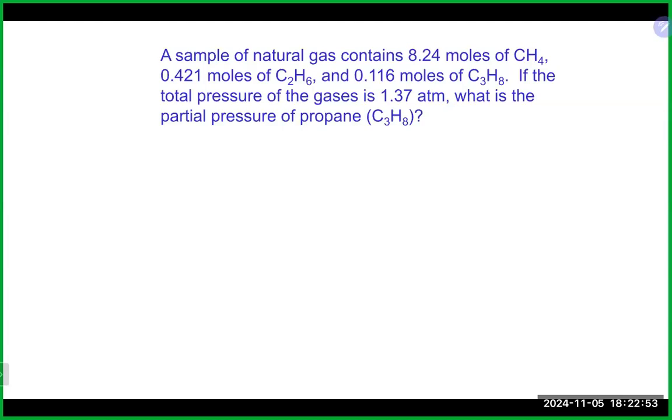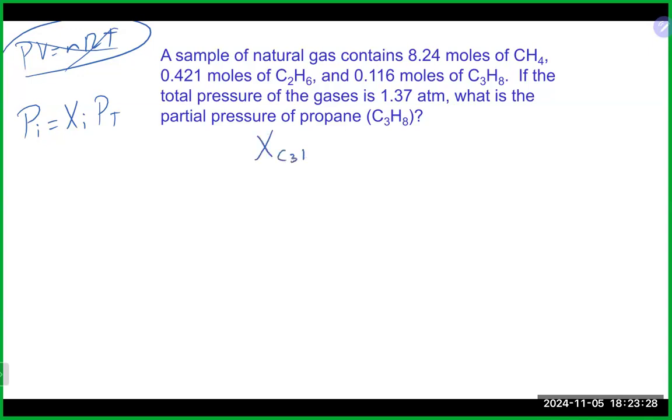Pressure. Really, the only information we're given are moles, right? And that's the same thing if you're given grams, you can get the moles. And a total pressure. So we really don't have enough information to use the ideal gas law, as we don't know volumes or temperatures or any of those types of things. So this is where we might want to use that other equation we saw, where the partial pressure is equal to the mole fraction times the total pressure. So here we would want to solve for the mole fraction of propane, which is what we're interested in.